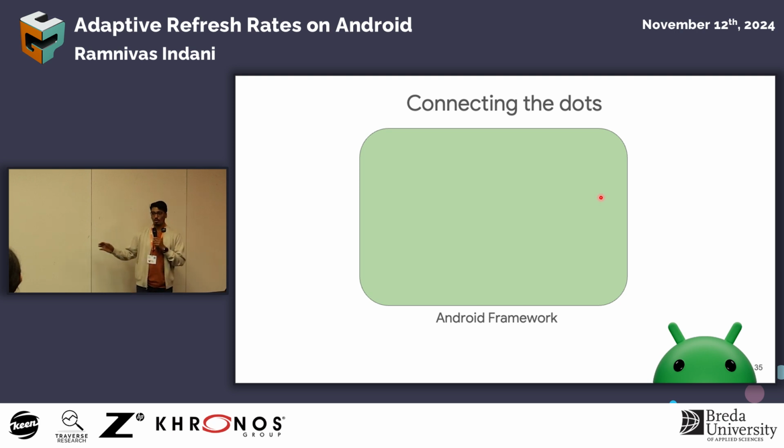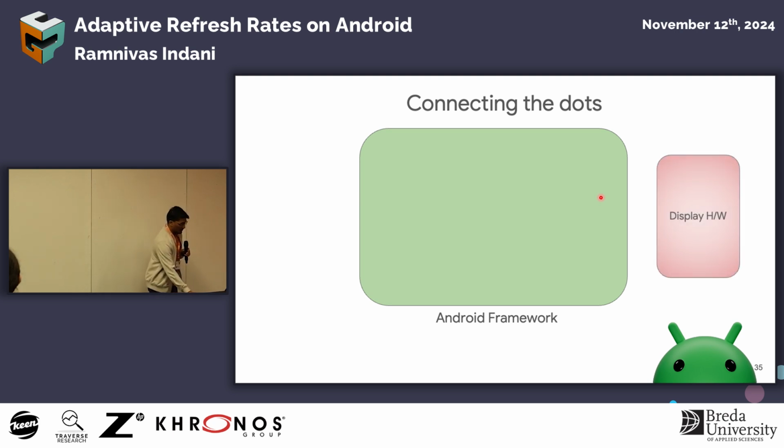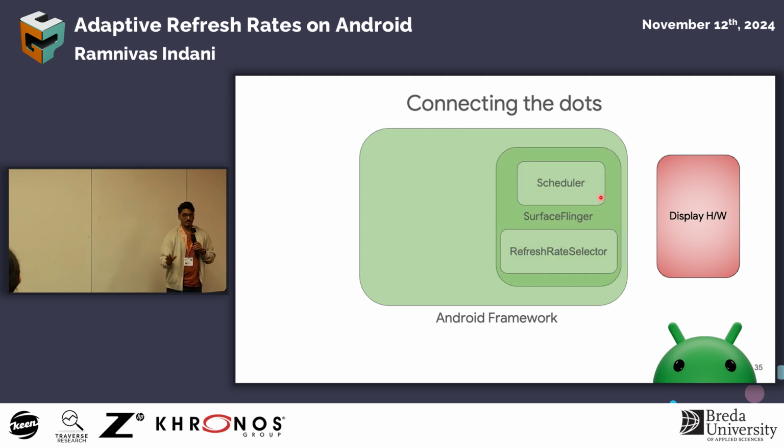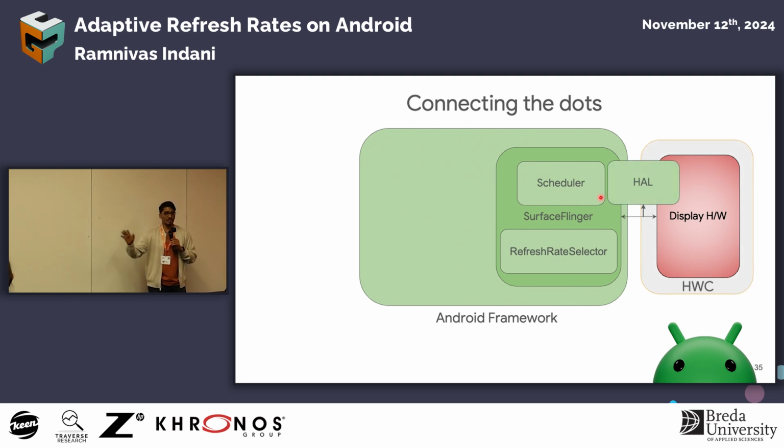So let's connect the dots now. We did the refresh rate selection. We know how the displays work. We did the frame pacing as well. But how do all of these pieces fit together? So this is the Android framework. We have display hardware. Then we have the scheduler, Surface Flinger, which does the refresh rate selection and all that part. And we have the hardware abstraction layer that talks to the display and bridges that gap for us.